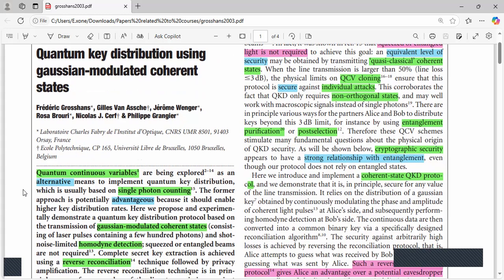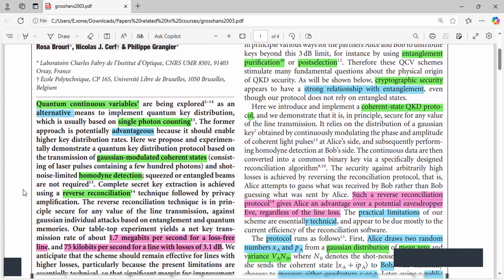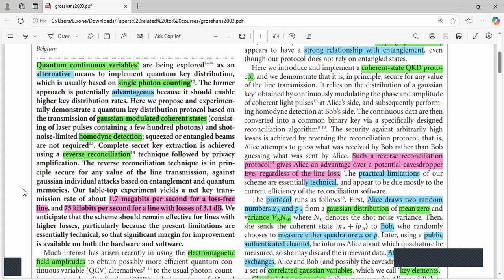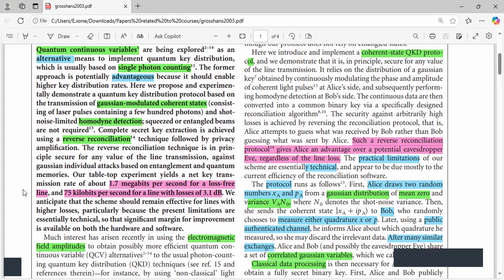So moving on to the cryptographic security that we have discussed, it has a strong relationship with entanglement. And then they talk again about the use of the coherent state QKD protocol and how Alice and Bob make use of it. They have used in their experimental setup the reverse reconciliation protocol, as they talked about its advantage over the direct reconciliation scheme, and they said that their practical limitations are only technical.